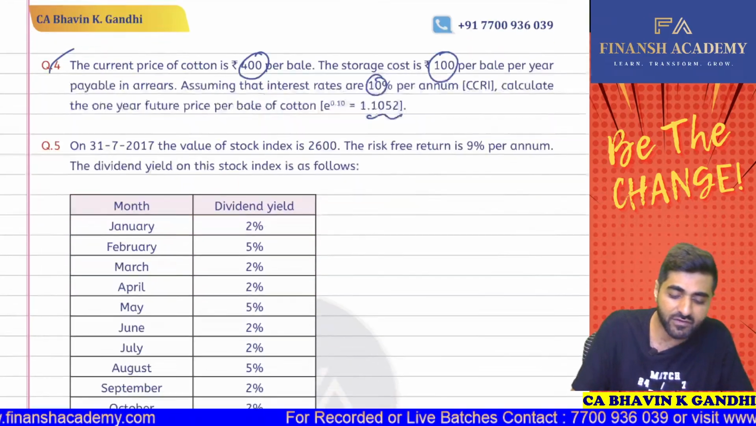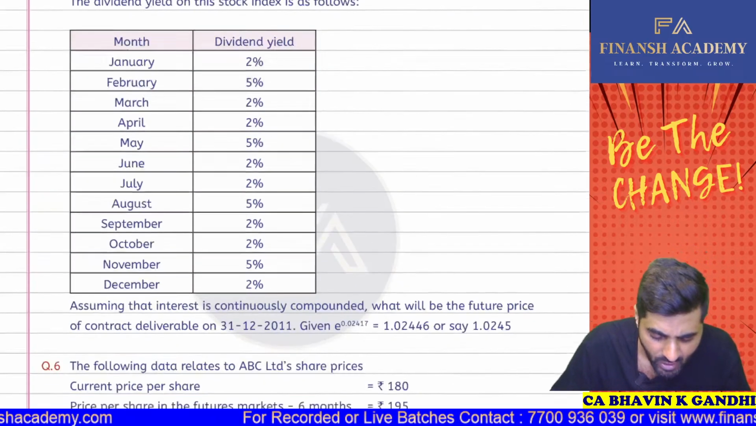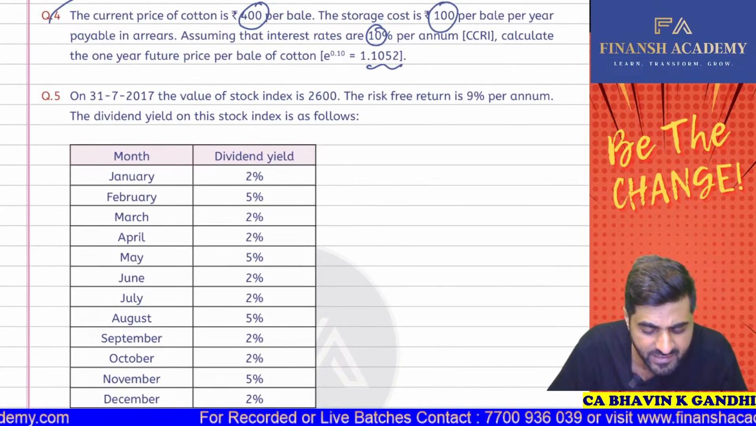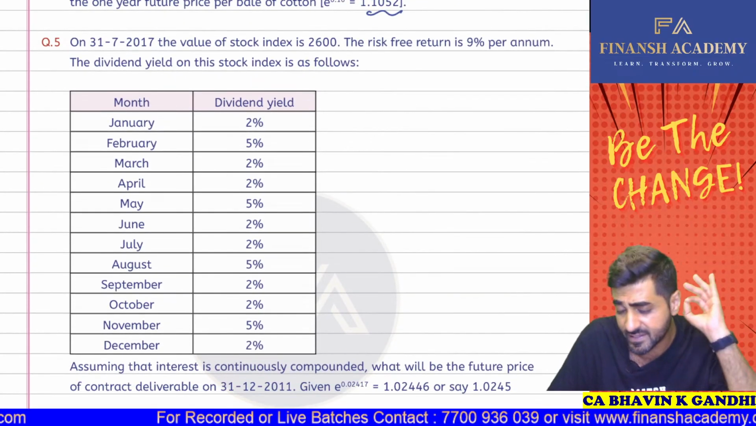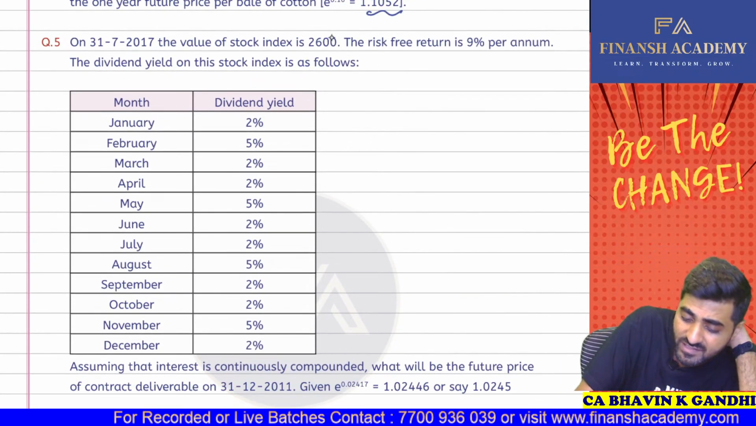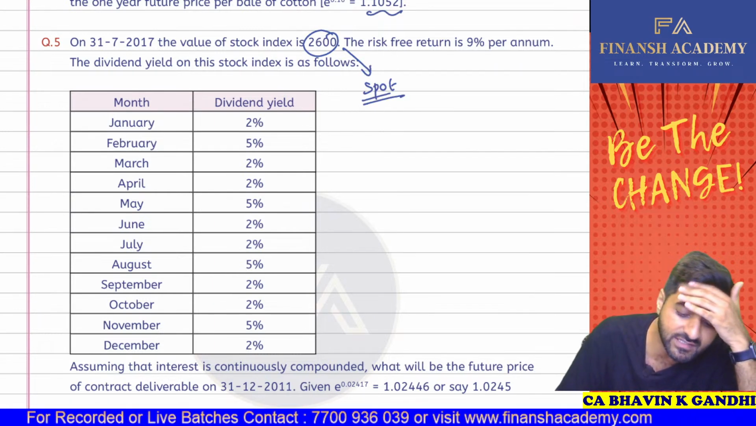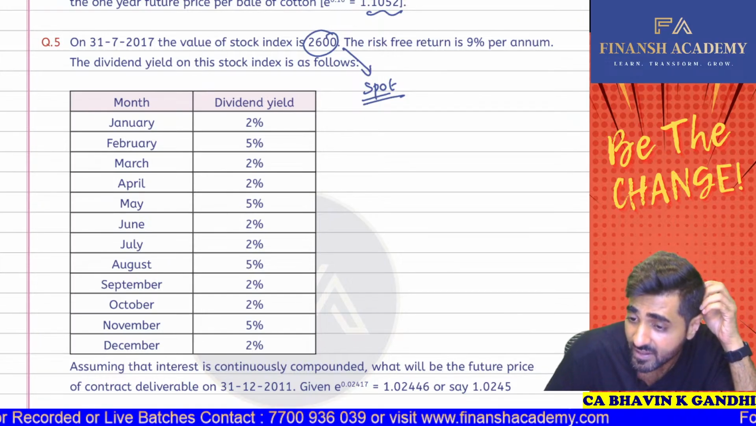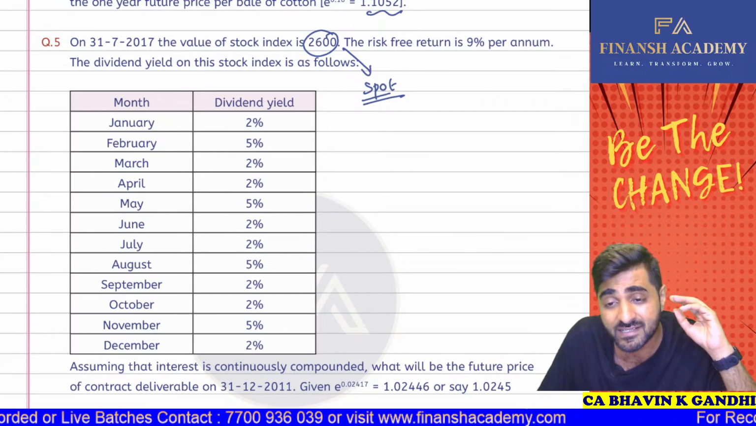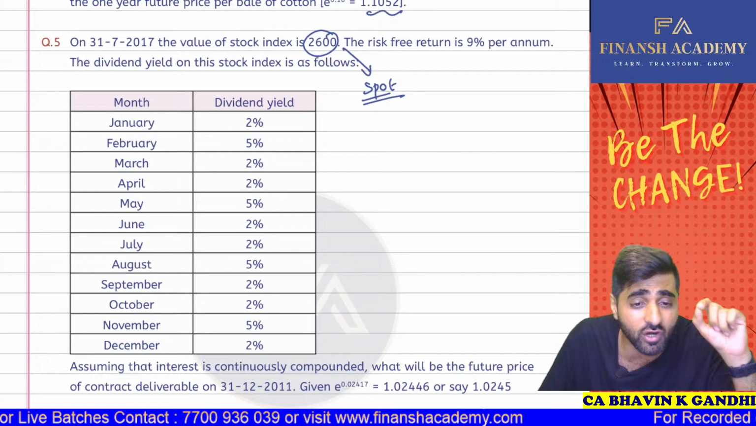So your question number 5. Here also, my dear students, they have told you that on 31st of July 2017, the value of the stock index is 2600. So this is nothing but your spot. So we have the spot, which is 2600, and then the risk-free rate is given to you as 9%. And the dividend yield on the stock index is as follows.